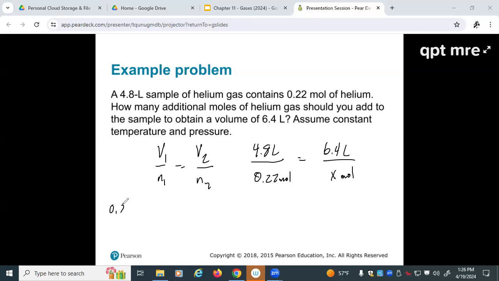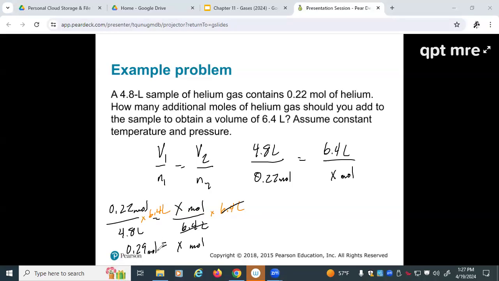The reason that works is that it's going to put our unknown in the numerator, which will make it easier to get rid of the other factor. So 0.22 times 6.4 divided by 4.8, two significant figures, would be 0.29 moles. So in total, we need 0.29 moles to get to that volume.